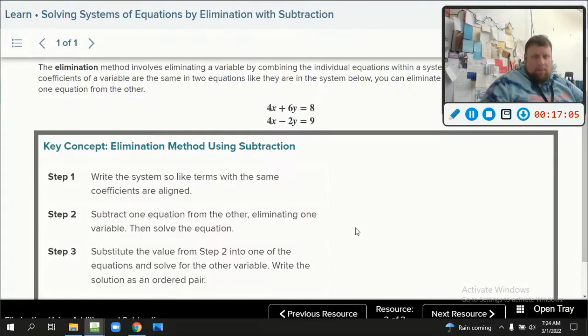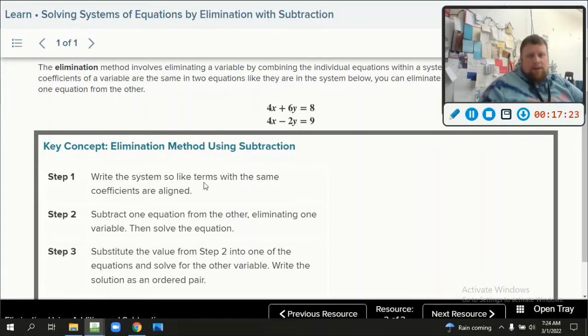And we're going to talk about using the elimination method with subtraction. So go ahead and write these down. You'll notice they're very similar. In fact, step 3, you can write same as with addition. It's the same exact step 3. Steps 1 and 2 are just a little different.